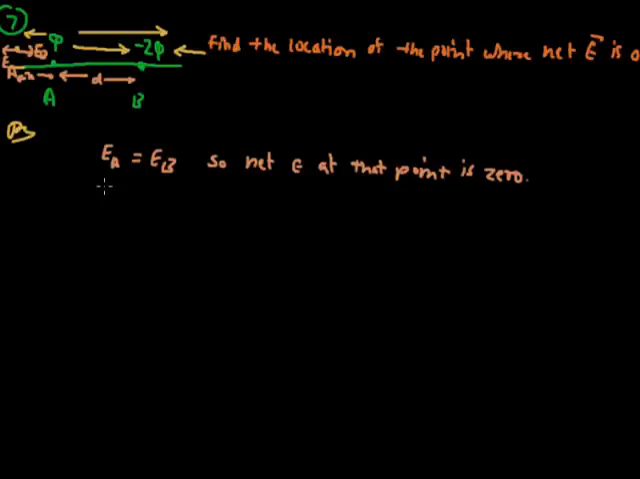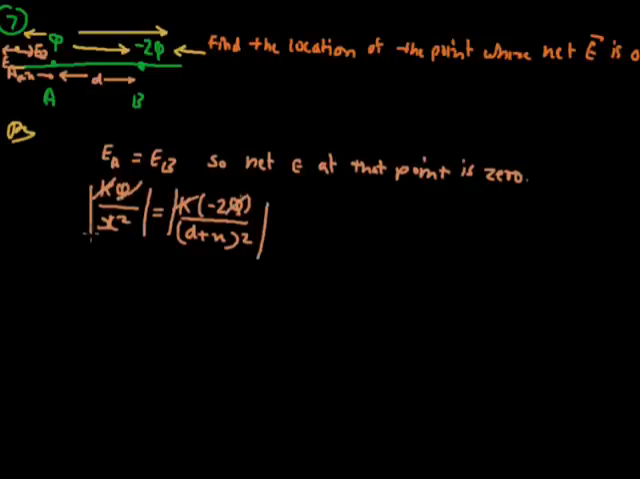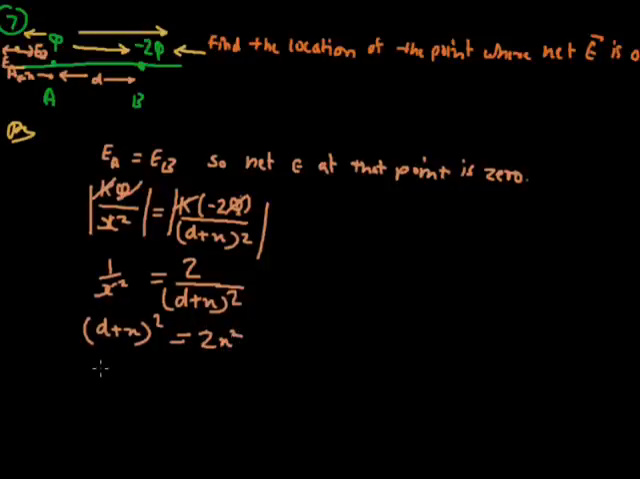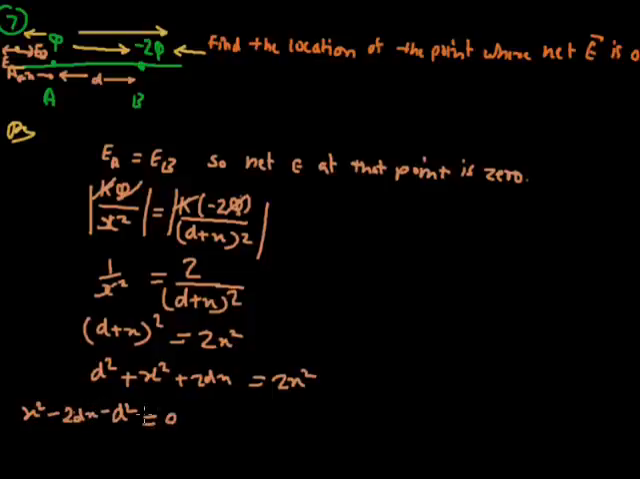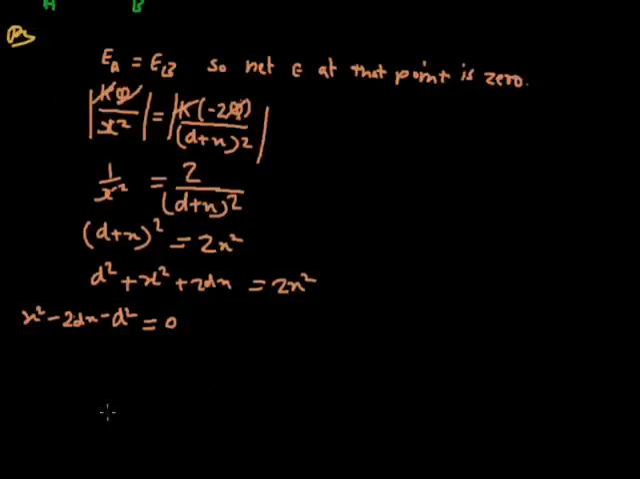So EA, k q upon x square, should be equal to k 2q upon (d plus x) square. Now we are not supposed to use the minus sign because we have already taken it into consideration. So (d plus x) square equals 2x square. By solving this, d square plus x square plus 2dx equals 2x square. So finally, x square minus 2dx minus d square equals 0, and by solving this quadratic we will find two points where the field will be 0.